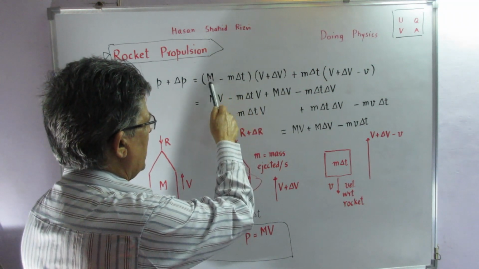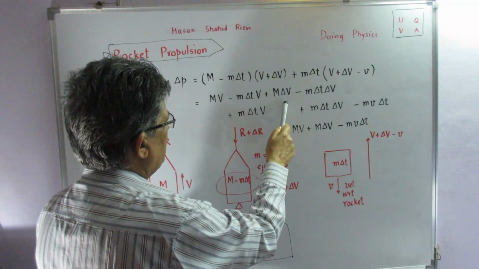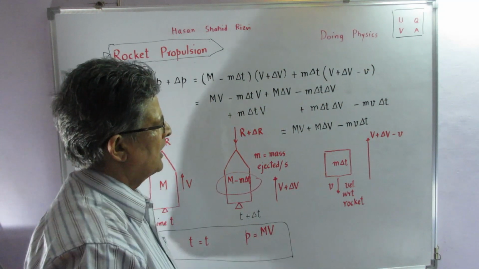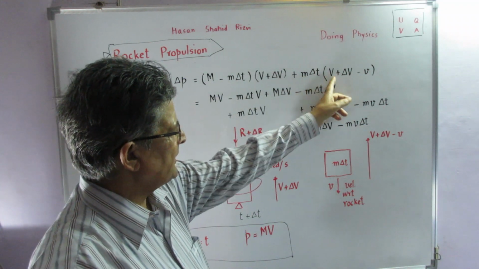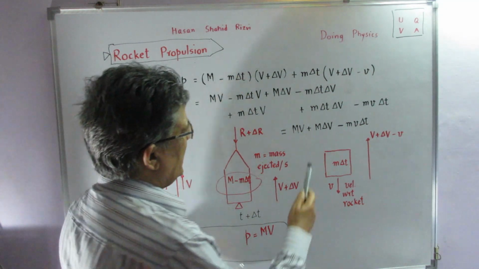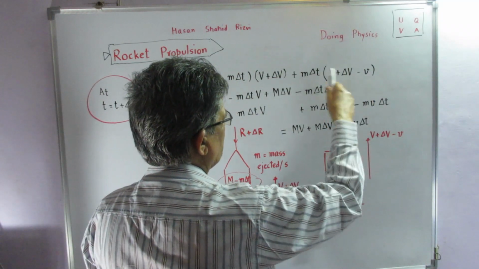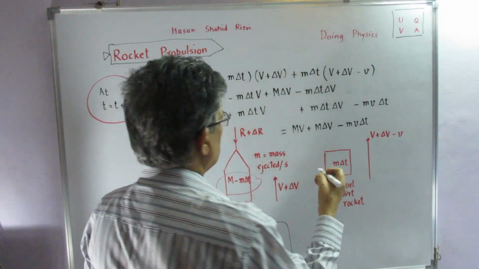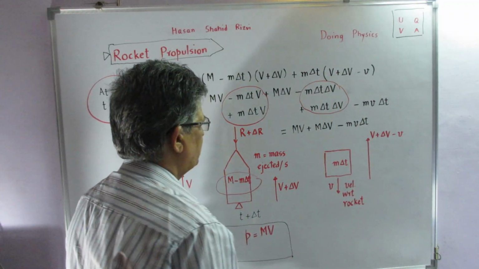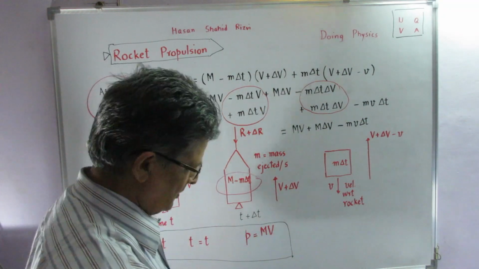So this is the system that we have, and now I multiply this with this. So with V, MV, then m delta t into V here, then I have M into delta V, and when I multiply it with this, I get m delta t into delta V. Then the second term, I write it here, m delta t into capital V, just over here, and minus MV into delta t over here. So these two sets of terms I have just shown to you. The sum of the two will become equal to 0, and what we are left with is MV plus M delta V minus mV delta t is equal to 0.